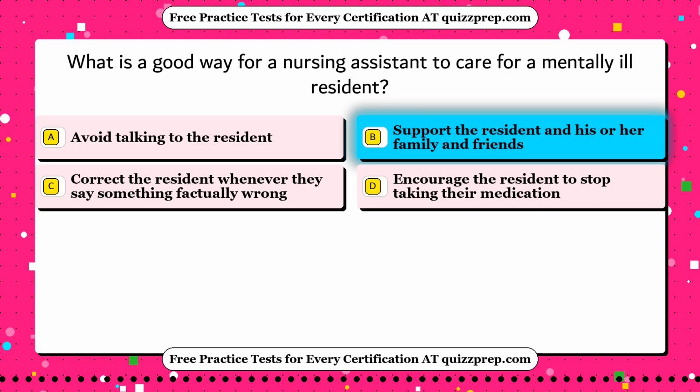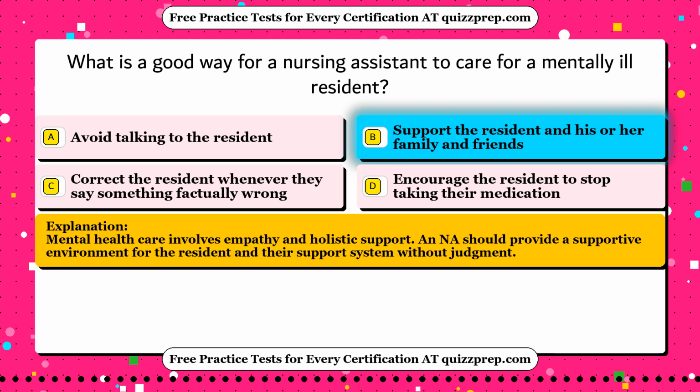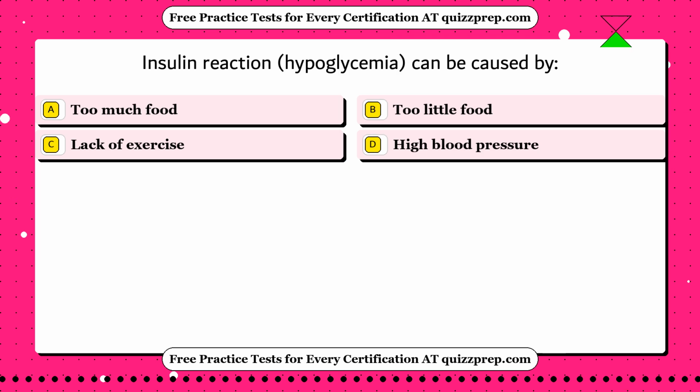The correct answer is option B, support the resident and his or her family and friends. Mental health care involves empathy and holistic support, and NNAAP should provide a supportive environment for the resident and their support system without judgment.